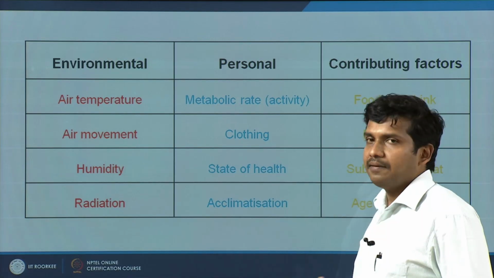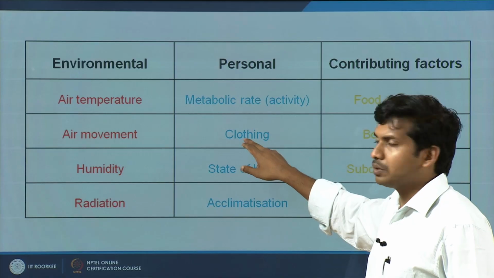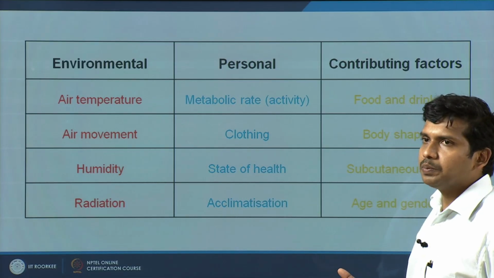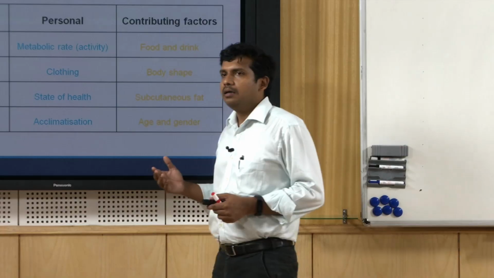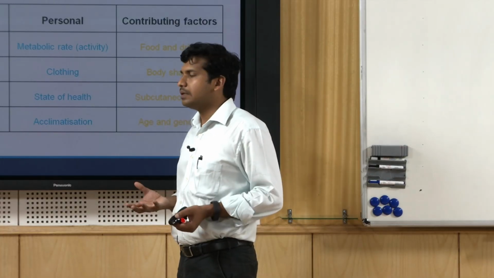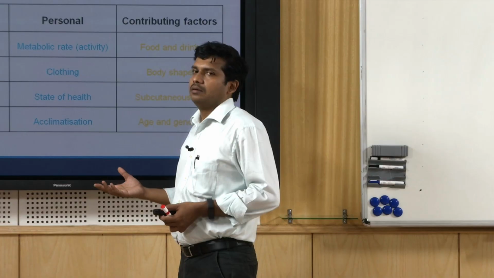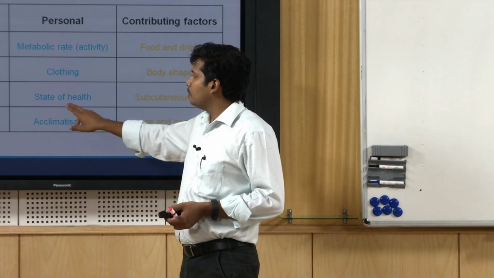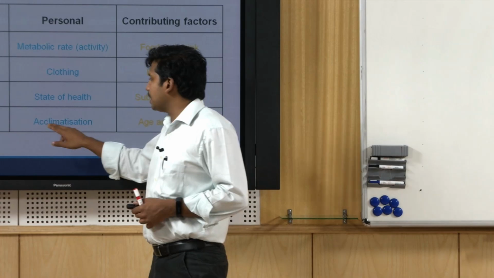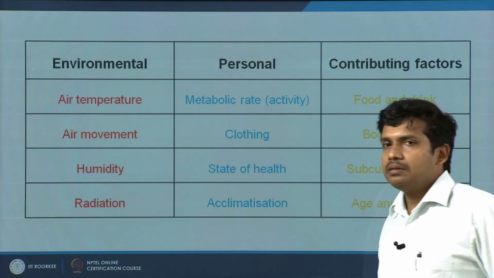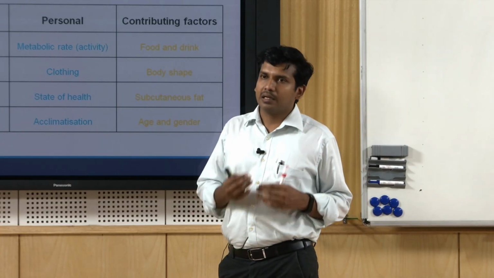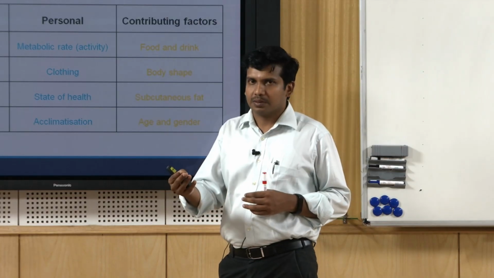Next is the state of health. We will look at these parameters more closely. The state of health varies from person to person. If you are okay physically, if you are not sick, then your thermal perception differs, whereas if you are with some ailment, you may perceive the same environment slightly differently. Then comes acclimatization, which means adjusting to a set of thermal conditions. It may be short term adjustment or long term adjustment.